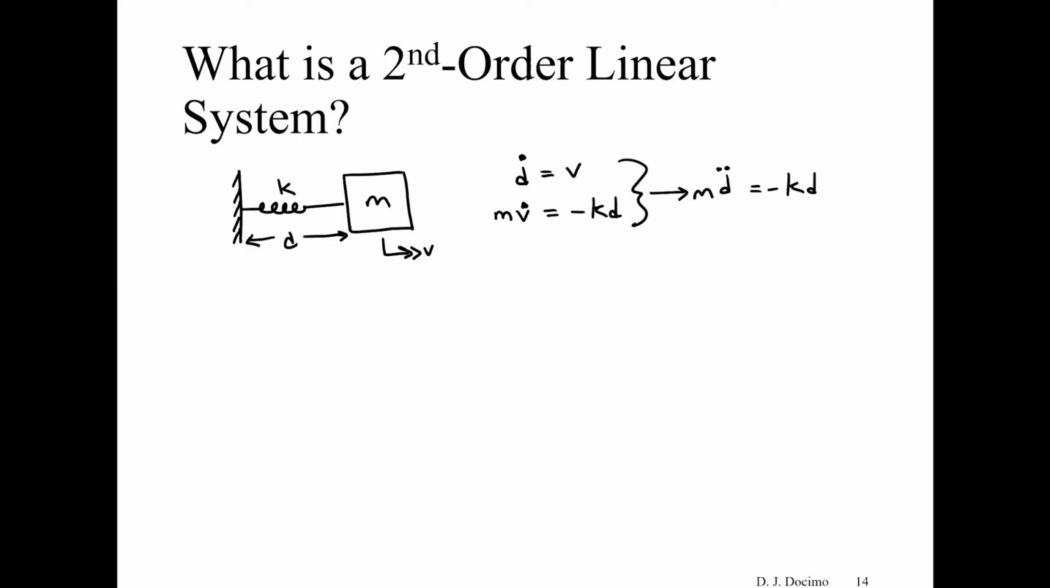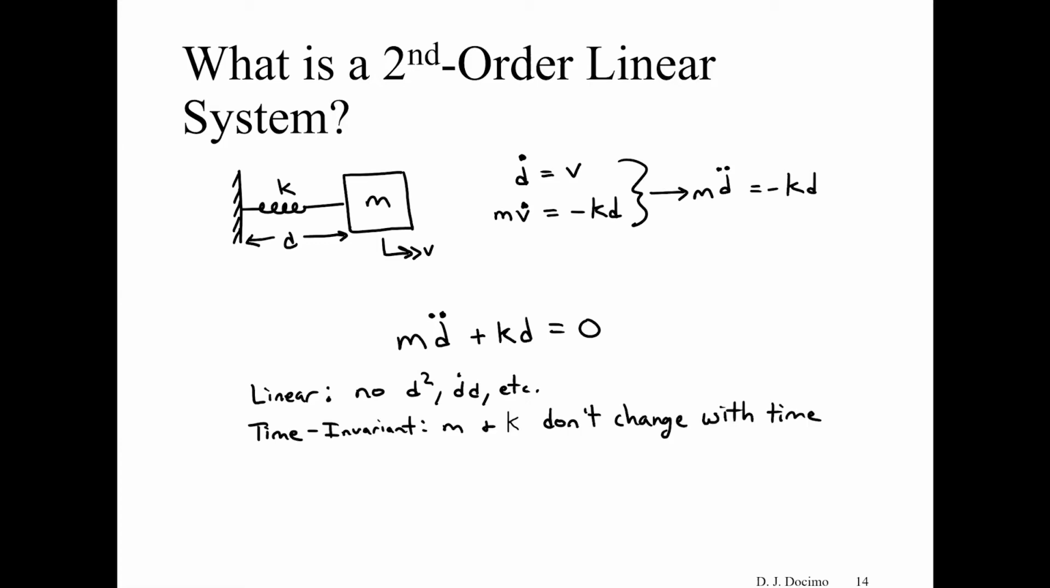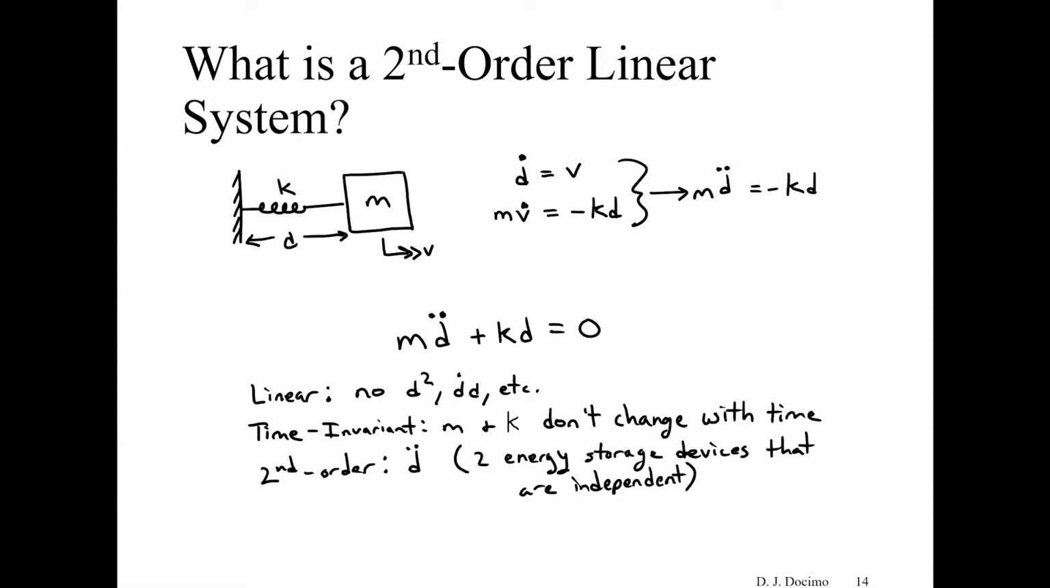And we can simplify this by replacing all the v's with d dot to get m d double dot plus k d is equal to 0. And we know that this is linear because there's no d squared, d dot times d, or anything like that. We know it's time invariant because m and k don't change with time. And we know it's second order because d double dot exists. We have a second order derivative, or in other words, we have two energy storage devices that are independent, our mass and our spring.